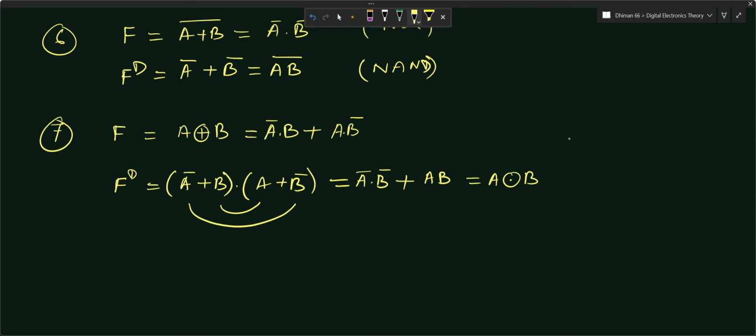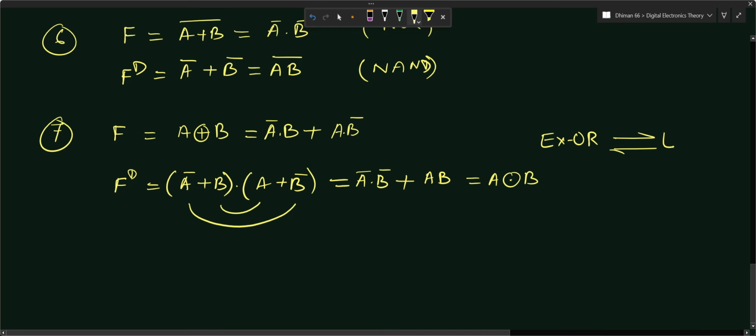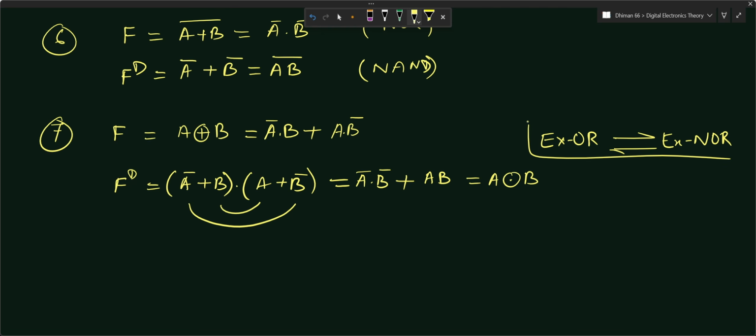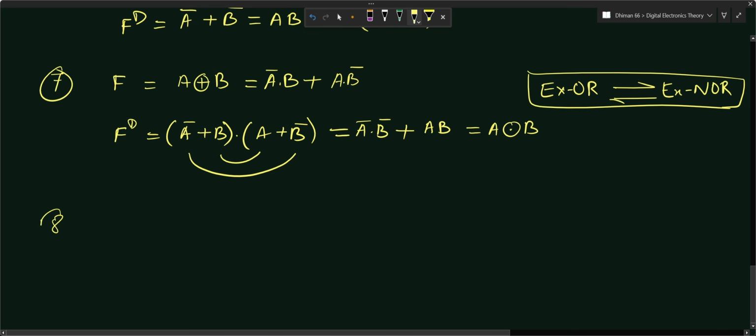The dual of the XOR operation will be the XNOR operation for two variables. This is applicable for two variables. That is, the dual of a given XOR operation of two variables will be the XNOR operation of the two variables. Now let us consider the opposite case. Let me write down here, this is the 8th case. So here we have F equal to A XNOR B.